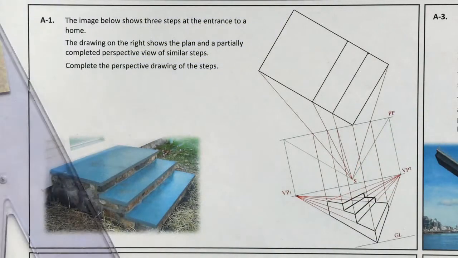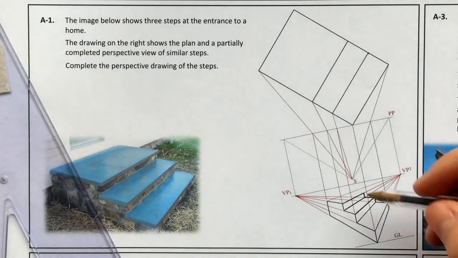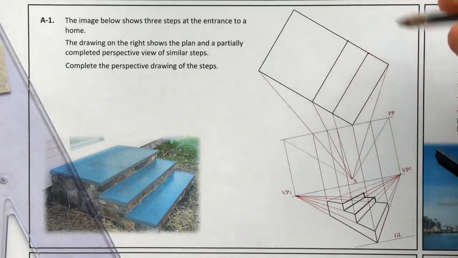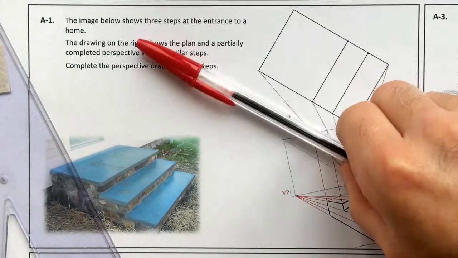Now the last part is, you can see the back edge here is already extended across to our vanishing point 2. At this point here, which is this one, the edge here is going in this direction. That's this direction, so it's going to go to VP1.